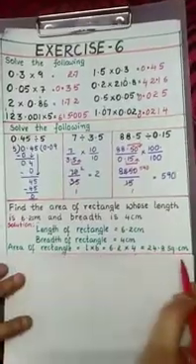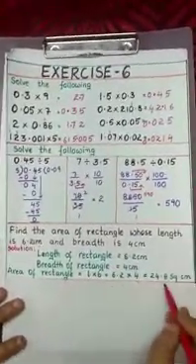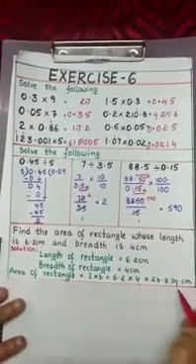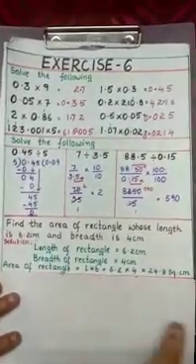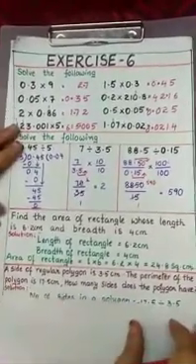So always area is measured in square units. Children, units are very important. After finding the product, you have to write for area square units, that is square centimeters. Now the last word problem.